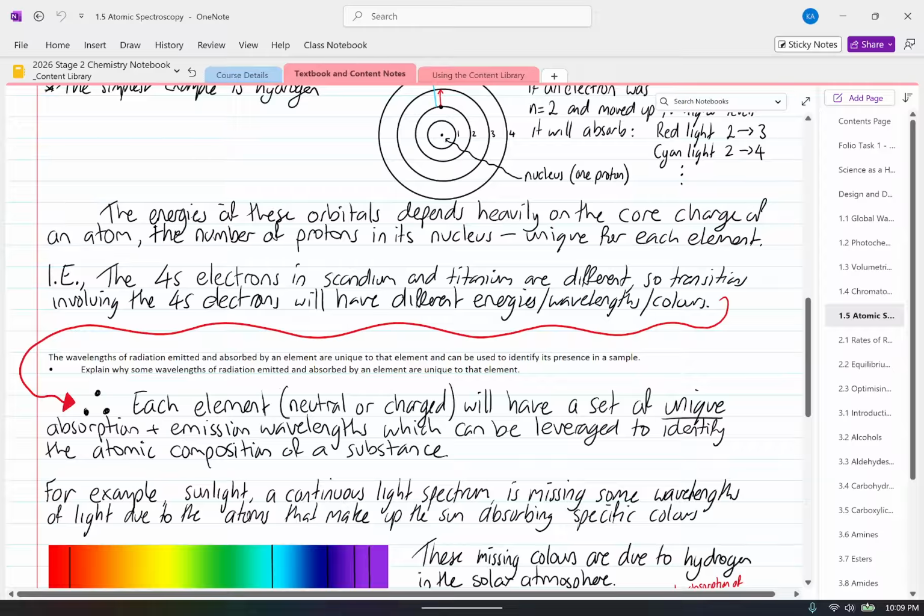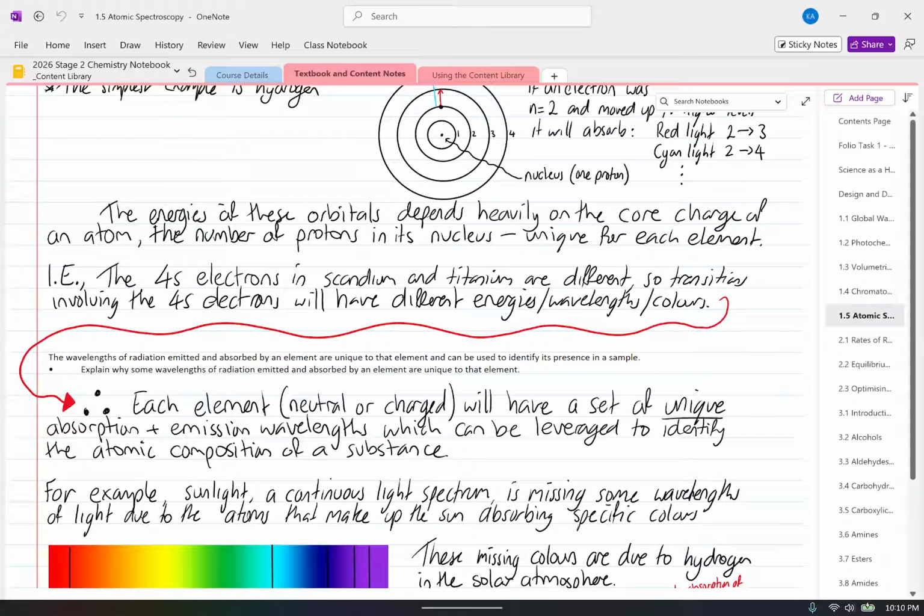Pretty much just to sum it up again, each element, either neutral or charged, will have a set of unique absorption and emission wavelengths which can be leveraged to identify the atomic composition of a substance. If you have a particular element in a substance, you can identify that element based on the colors of the emission spectrum. So if you heat it up, get the electrons nice and excited, then if you observe the light coming out of it, if you see a specific set of emission lines, emission colors, then you can be confident that that particular element is in that sample.